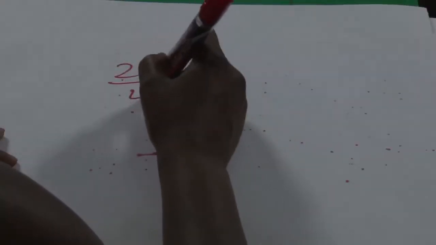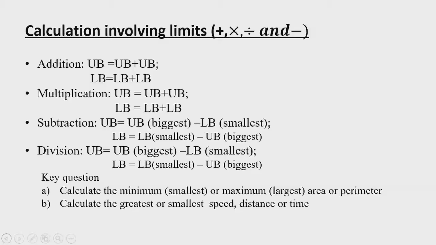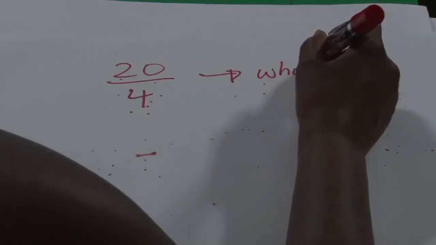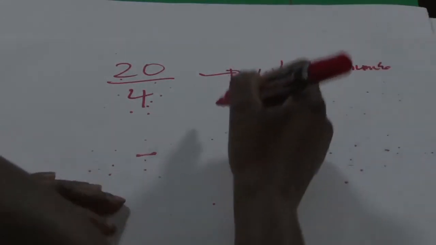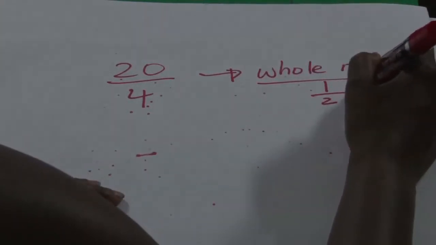We are continuing with the limits, but then we are moving on to the calculations involving limits. Sometimes we'll be given 20 divided by 4, and the question will ask now to find the upper and the lower bounds of this number. How does it work? You have to work out the lower and upper bounds of each number. You will always be given how the numbers were rounded off. Let me say you have 20 divided by 4, and these numbers were to the nearest whole number. For a whole number, we know it's 1 divided by 2, 0.5.